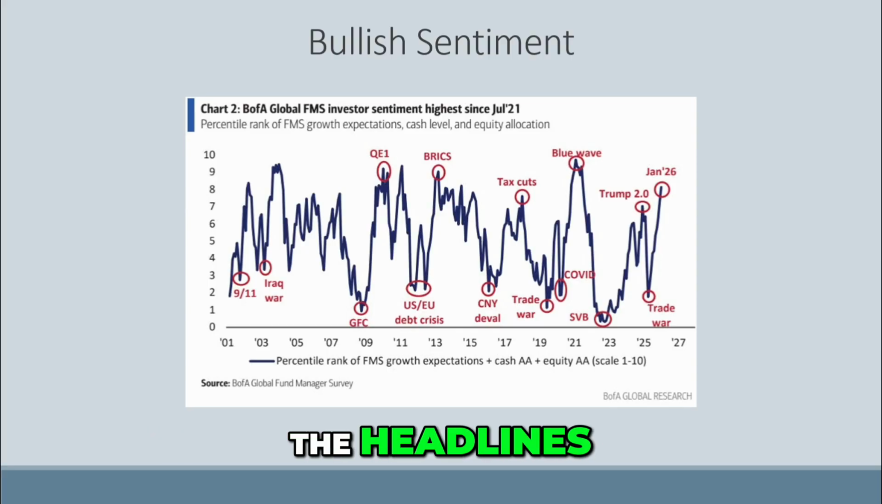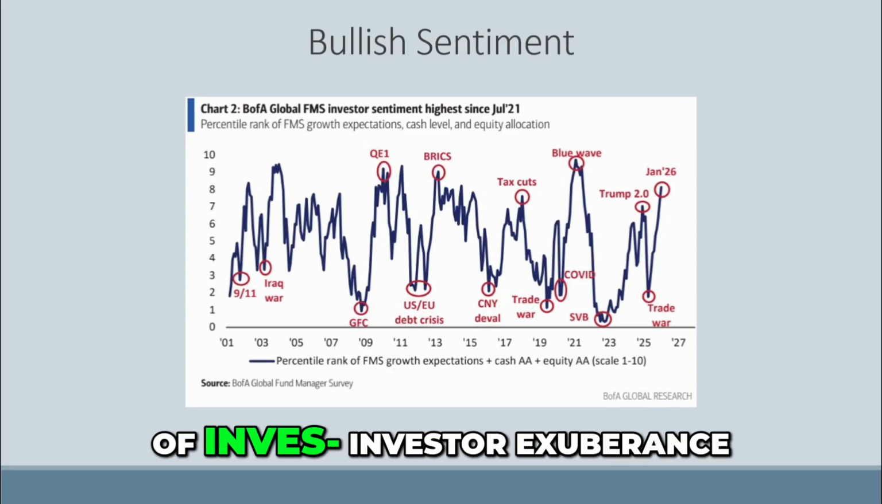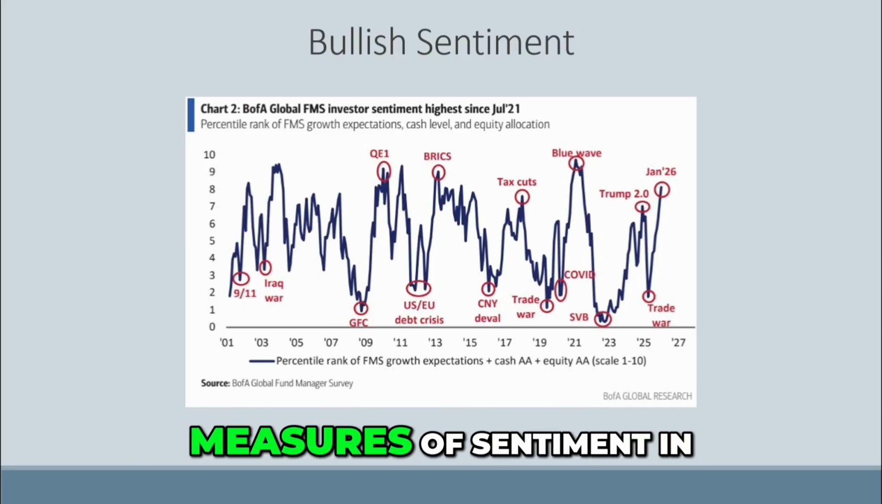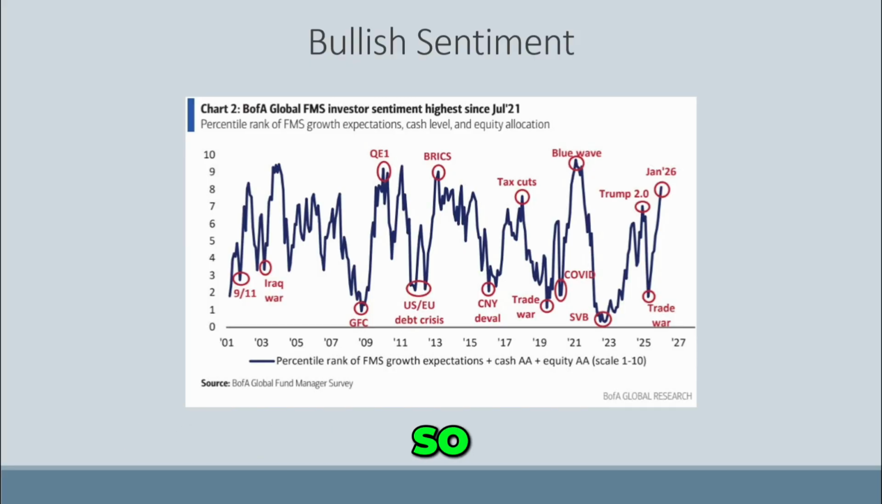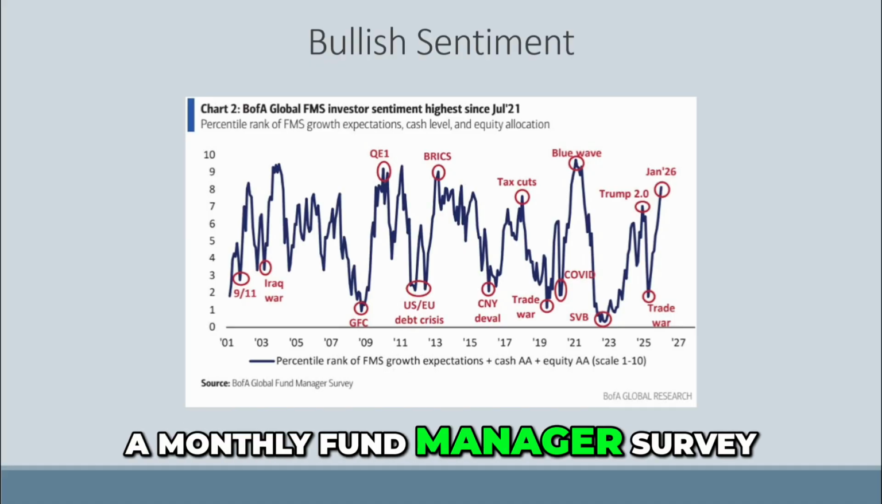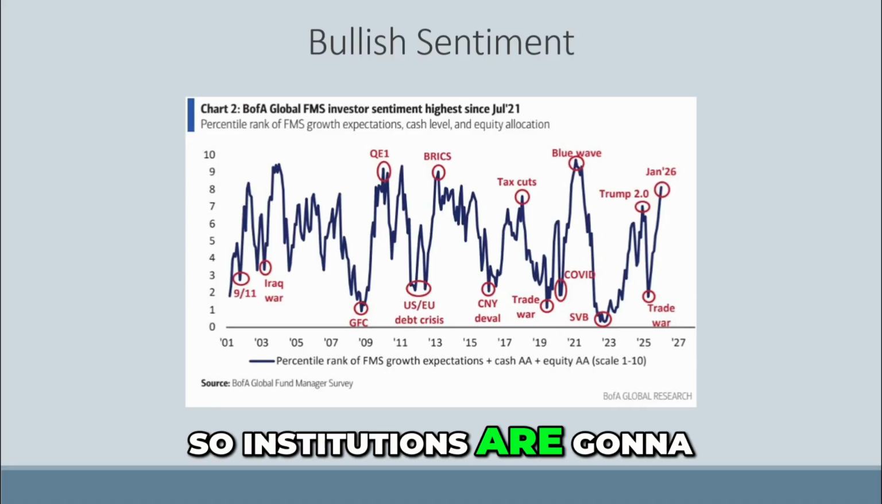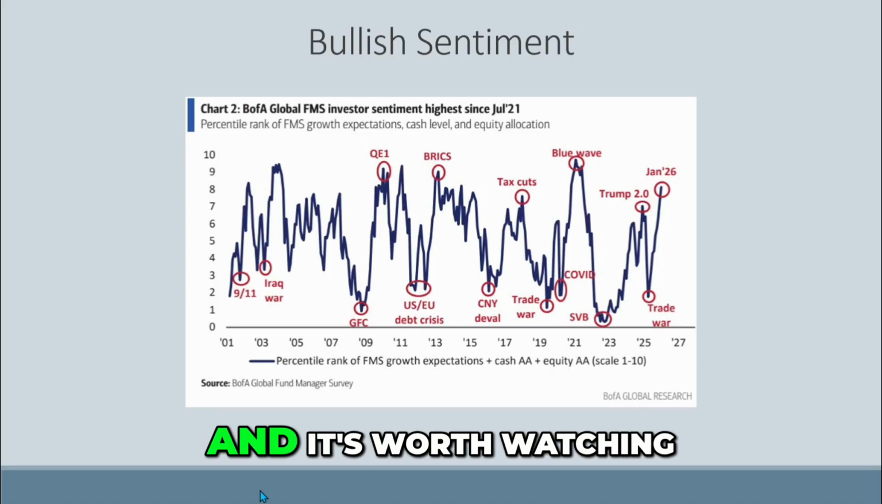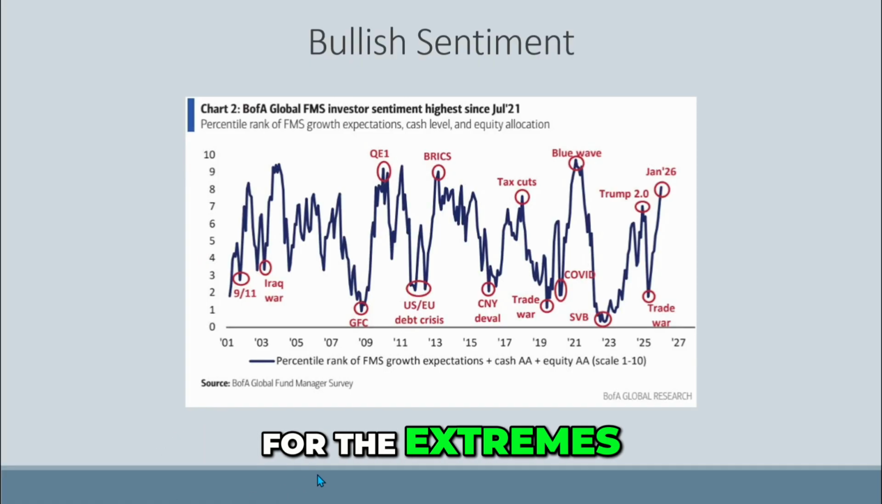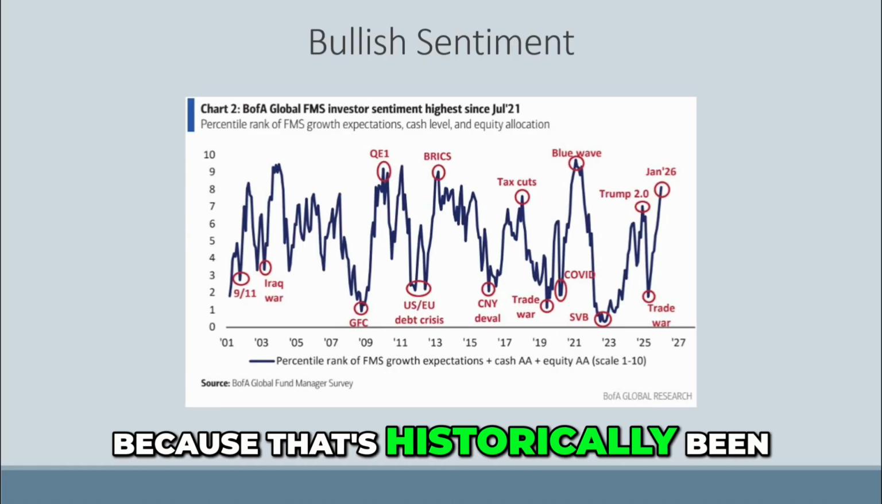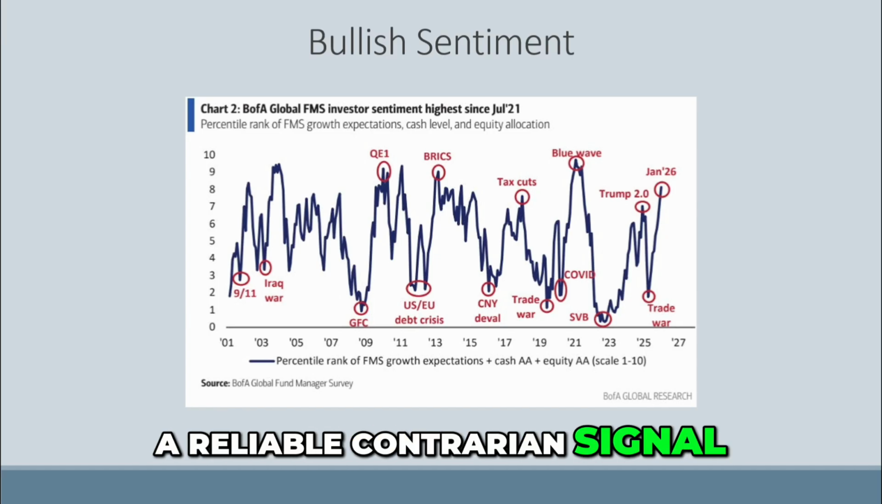All right, so precious metals grabbing the headlines. You definitely had a lot of bullishness. You had a lot of investor exuberance. I believe those things played a key role in the magnitude of the decline. But the one thing you want to keep an eye on is similar conditions are forming across measures of sentiment in the stock market. So B of A compiles a monthly fund manager survey. They go out and they ask about the views of 400 institutional investors. So institutions are going to be things like mutual funds and hedge funds. And it's worth watching for the extremes. So you want to watch for extreme crowding, whether it's bullish or bearish, because that's historically been a reliable contrarian signal.